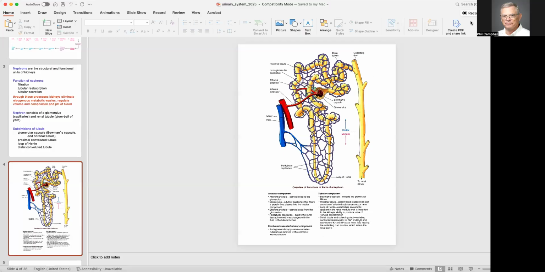I'll use my hand here. So this is the afferent arteriole here. Here is the glomerulus. Here's the efferent arteriole. So blood enters here. It's filtered through the glomerulus, and what doesn't get filtered then exits via the efferent arteriole. From there, it goes into the peritubular capillaries, which you see here, ultimately leaving the nephron via these venules over here.